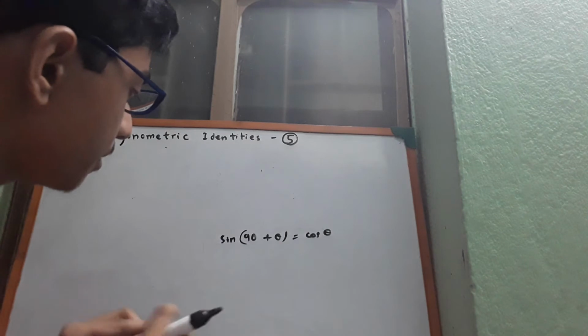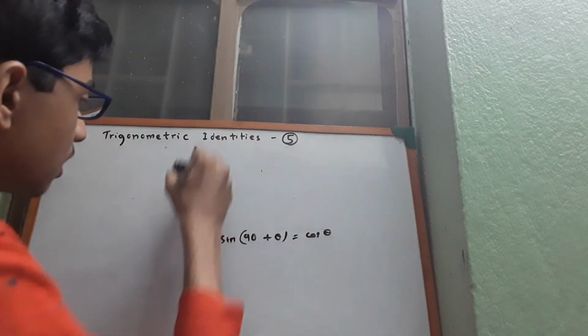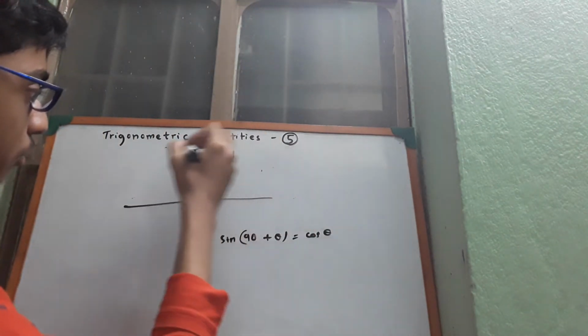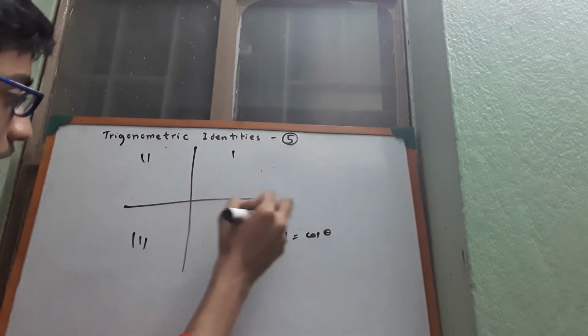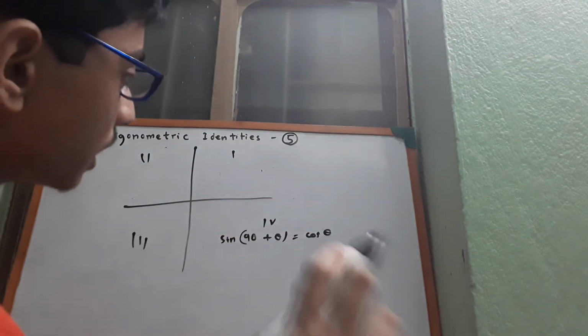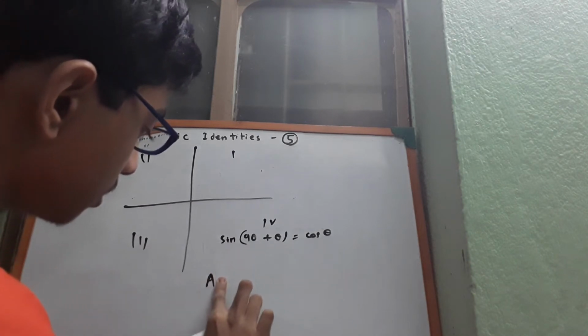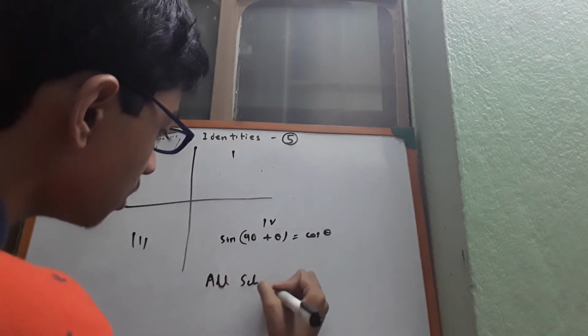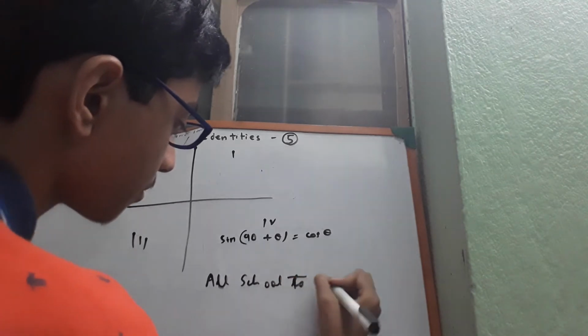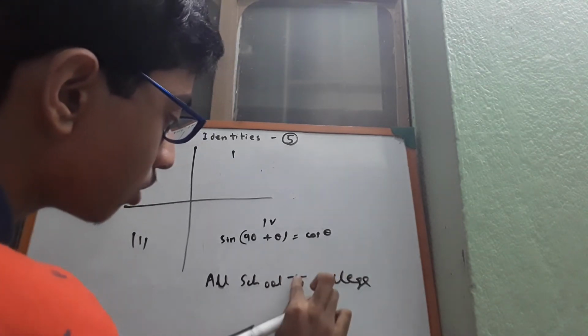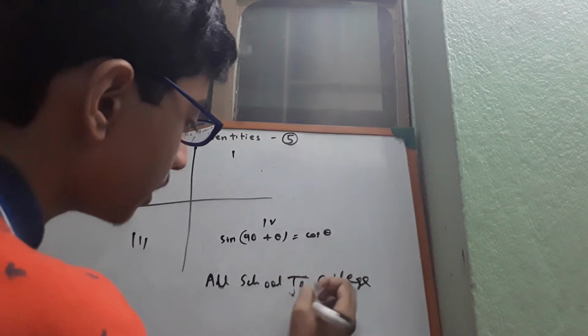Sorry, before we move forward, just one more concept. I hope you know the basic things. This is the first quadrant, this is the second quadrant, this is the third quadrant, and this is the fourth quadrant. One nice tip I can give you: just remember this line, "All School to College." From school we move on to college, right?